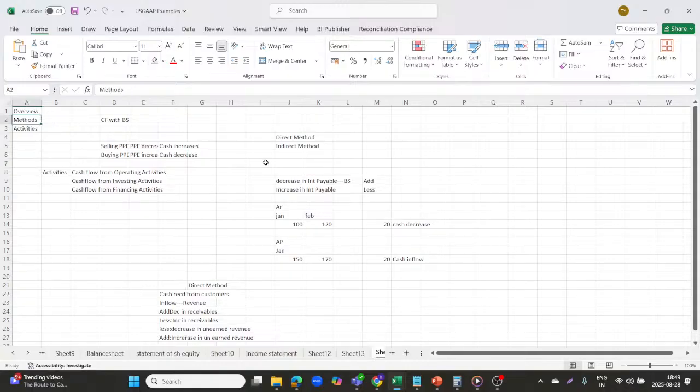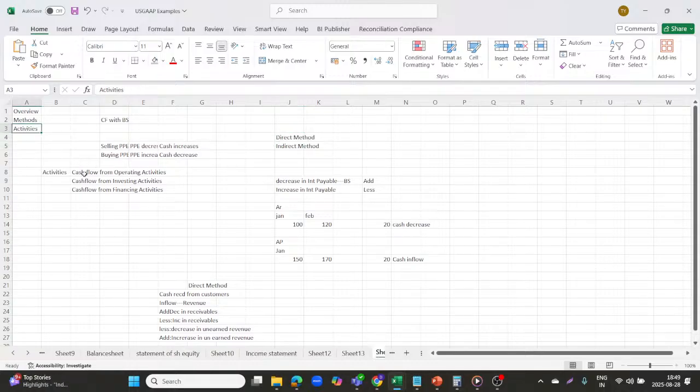Now if we talk about the methods, there are two methods. One is the direct method, the second is the indirect method. In the direct method, you don't show depreciation and amortization here. You directly show what your cash receipts are and what your cash payments are. In the indirect method, we always start with the net income and adjust the non-cash items like depreciation and amortization. After the adjustment, we arrive at cash from operating, investing and financing activities. So we'll see the pro forma.